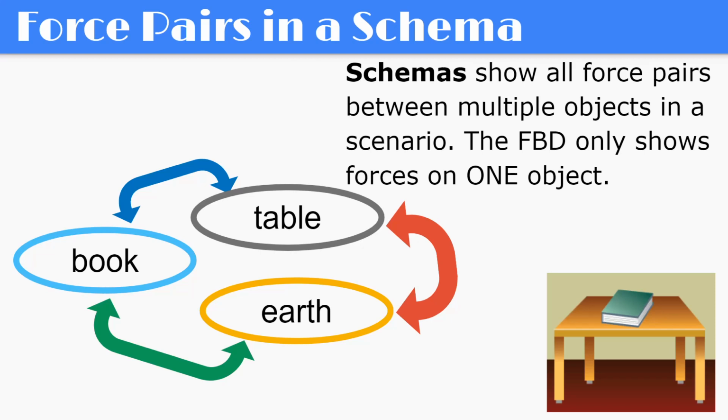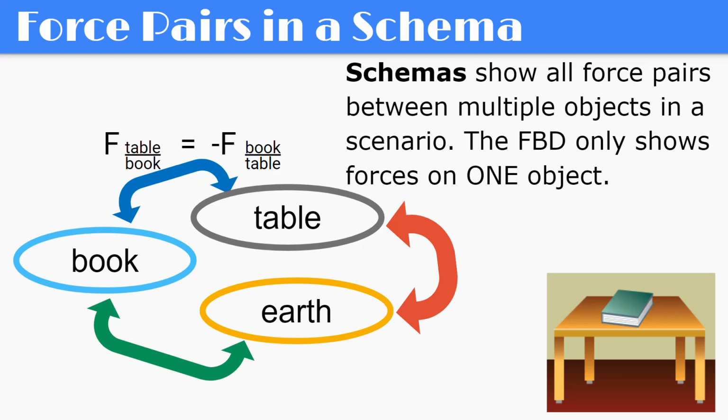We could include other things. If you wanted to make it way more complicated, you can include a lot of other things that are in this scenario, like the floor. But I'm going to try to keep it a little bit more basic, so I'm going to stick with just book, table, and earth. And you can see the force pairs represented by these arrows.